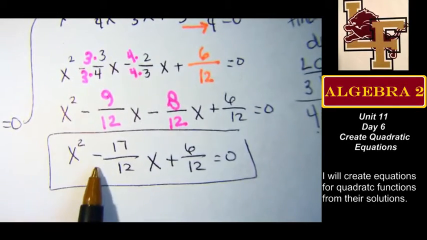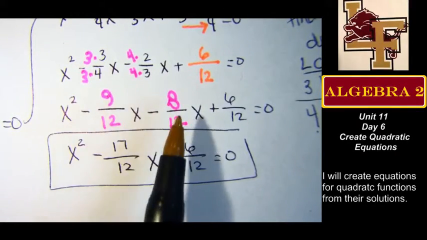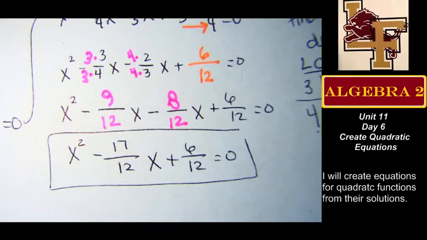How come this is a negative? Because I have a negative 9 minus 8. And when you're adding, the signs don't change. It's when you're multiplying that a negative and negative becomes a positive. This isn't multiplication.